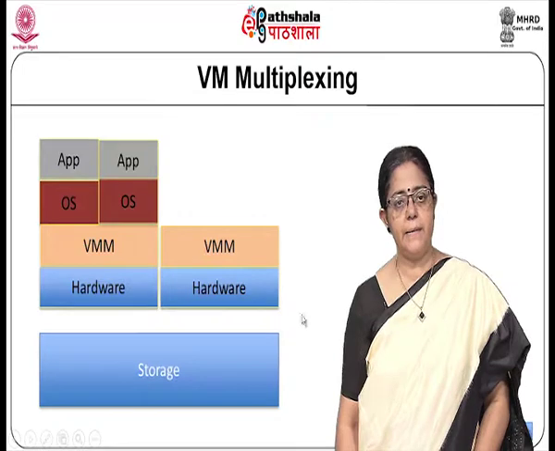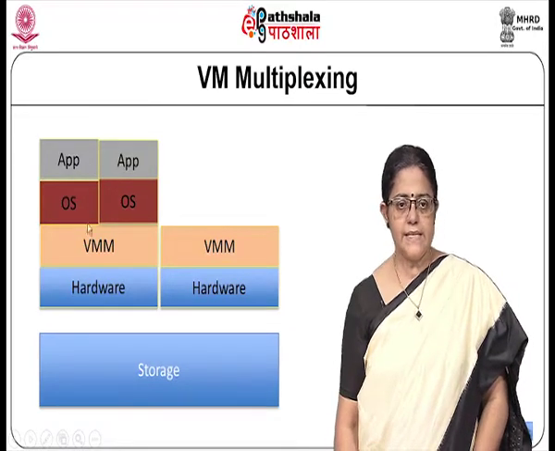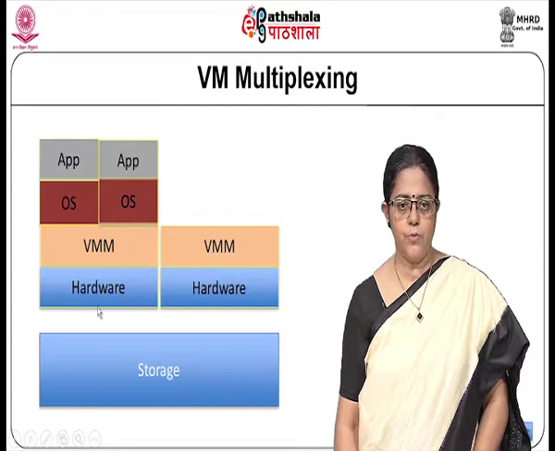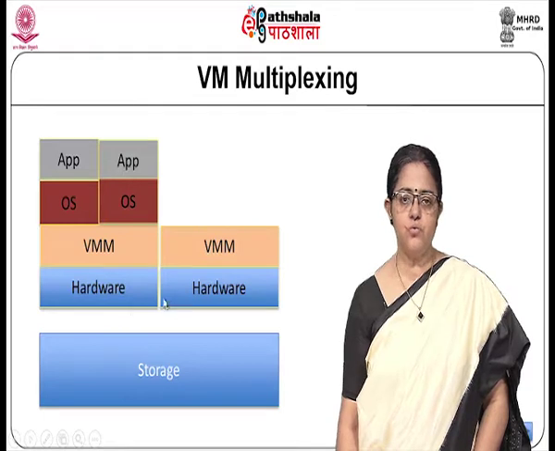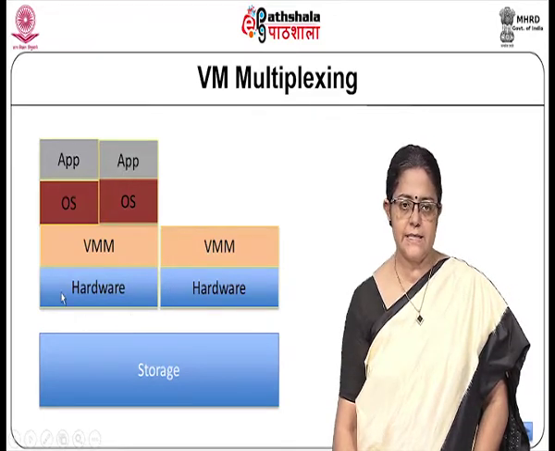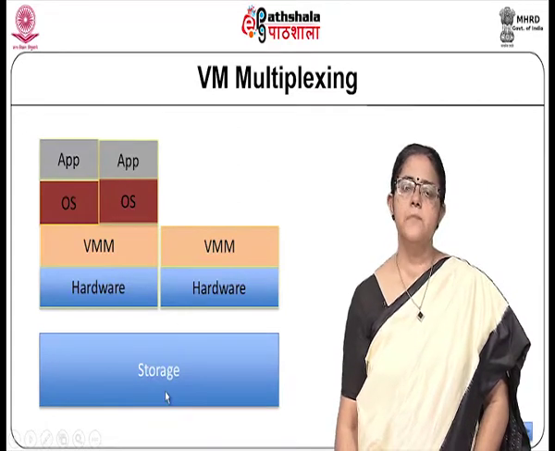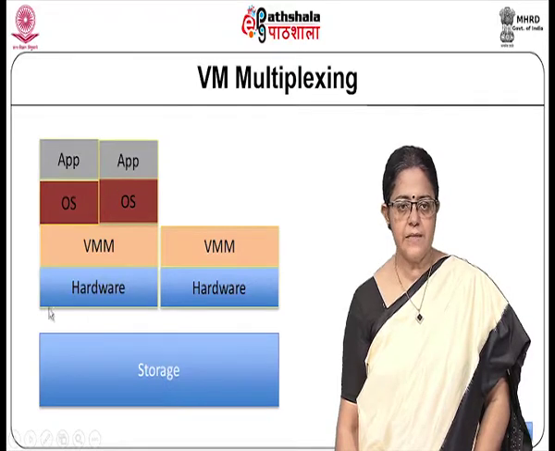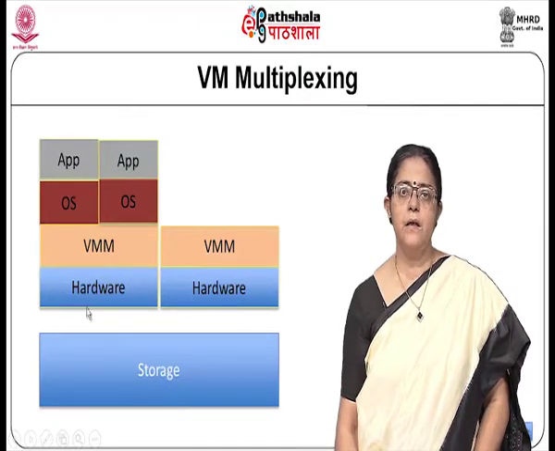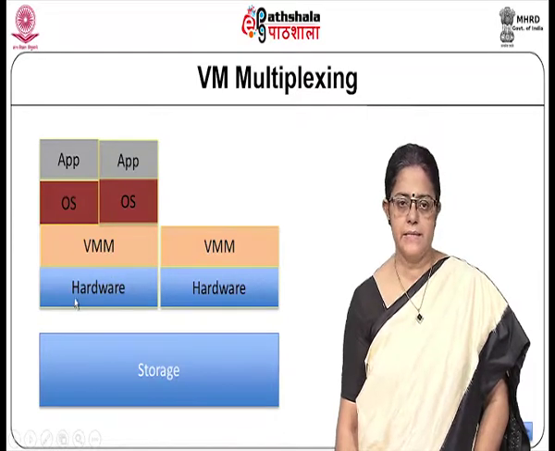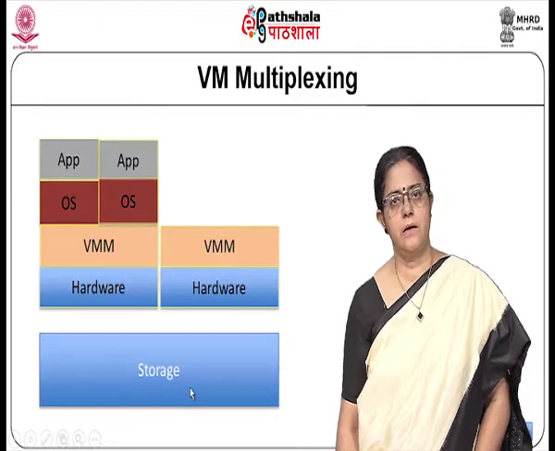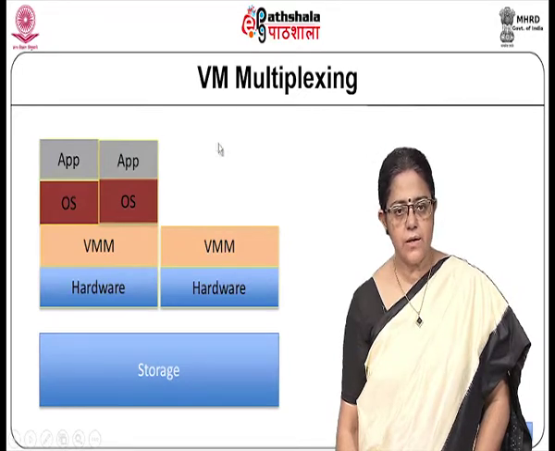So, this is the multiplexing of a VM. We see that there is one VMM on top of a specific hardware. If we look at this carefully, there are actually 2 machines. One is this machine and the other is this machine. They are both sharing a specific storage. Now, this particular machine has 2 virtual machines, this one and this one, and they are both sharing, through the VMM, this hardware and the complete storage. So, that is why it is called multiplexing.